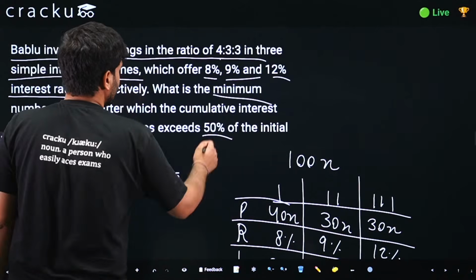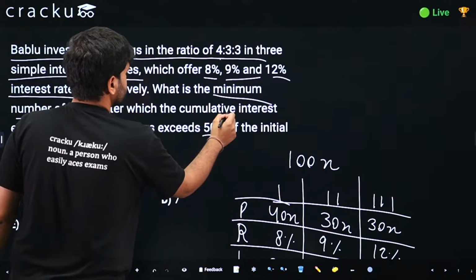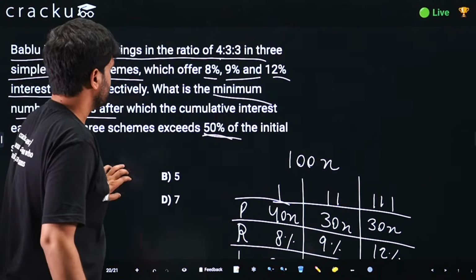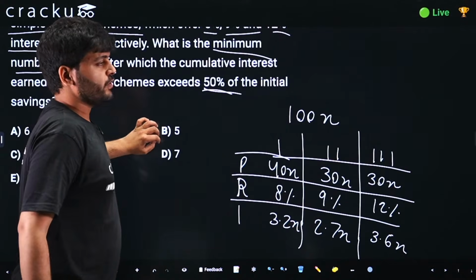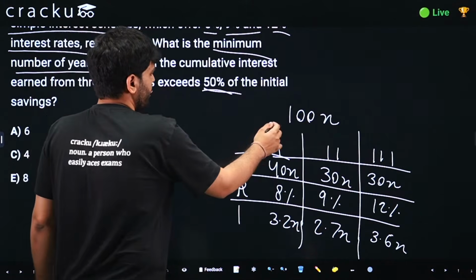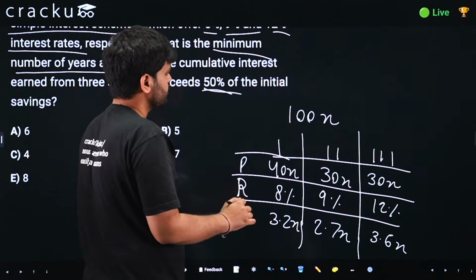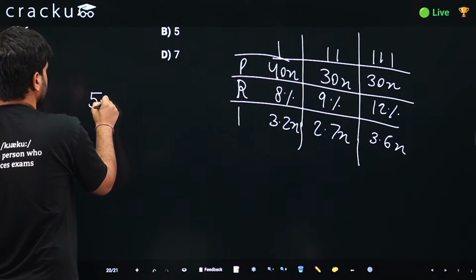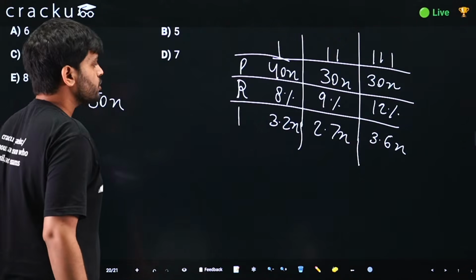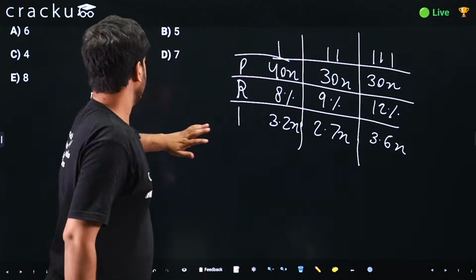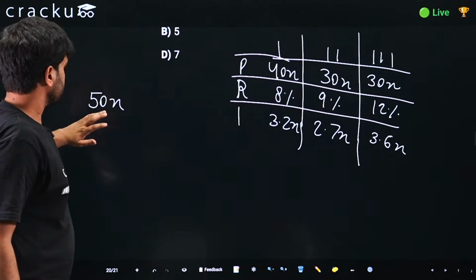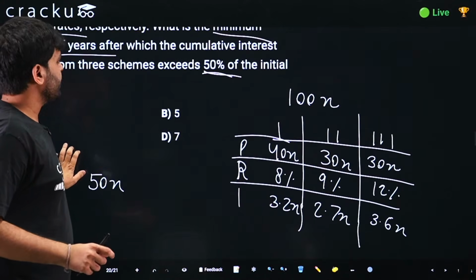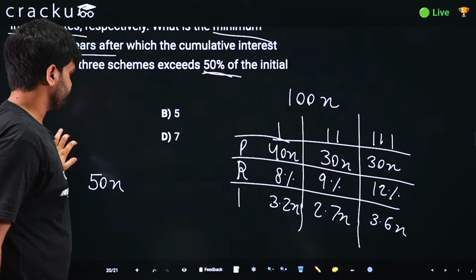Now we are required to find what is the minimum number of years after which the cumulative interest exceeds 50% of the initial savings. So what would be 50% of the initial savings? It would be 50% of 100x, which is nothing but 50x. Now we want the total interest, cumulative interest, to be at least 50x. And we are required to find what would be the time period for that to be reached, minimum time period.